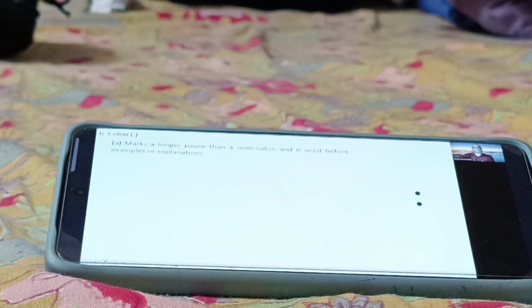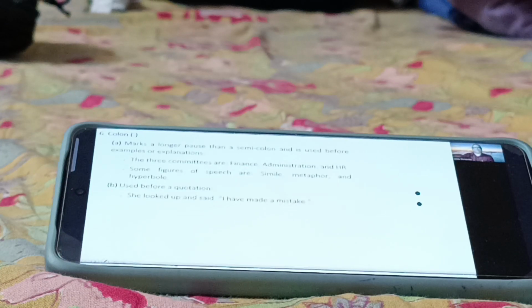Colon. For a longer pause as compared to a semicolon, when you're giving examples or explaining certain things. The three committees are finance, administration, and HR. Or some figures of speech are simile, metaphor, and hyperbole. Used before a quotation. She looked up and said, I have made a mistake. Used before a definition. So we always say the word, and then continue with the definition. Noun: name of any person, place or thing. Crow: a black scavenger bird.